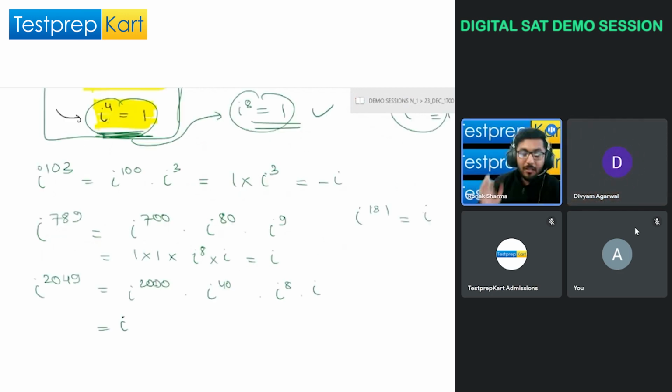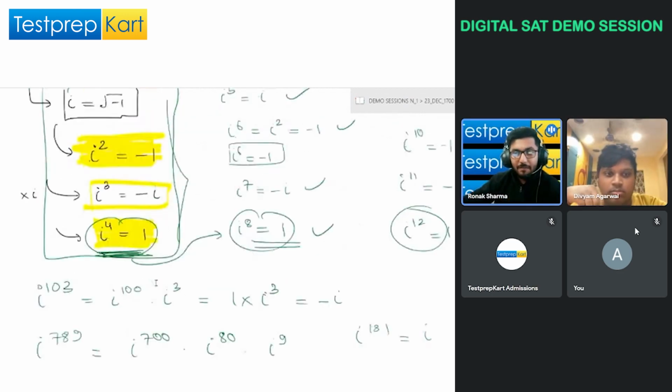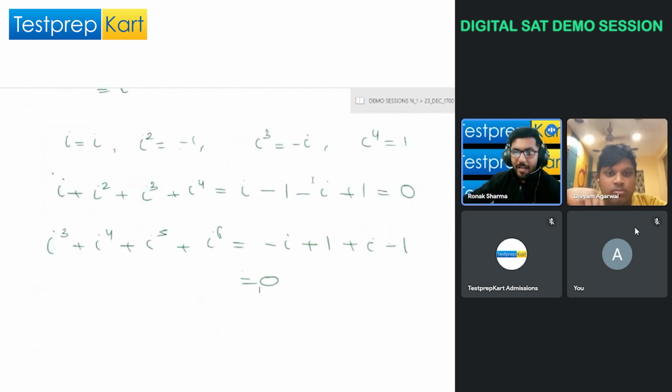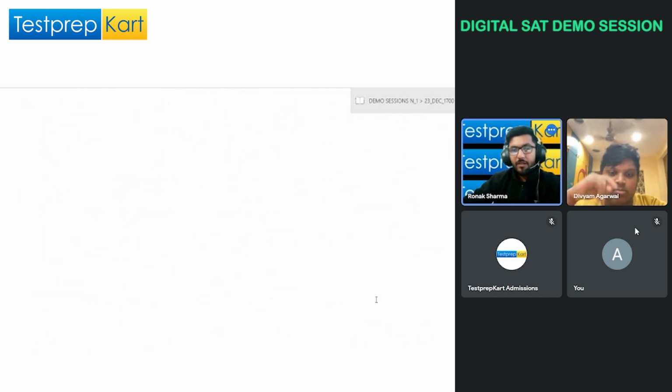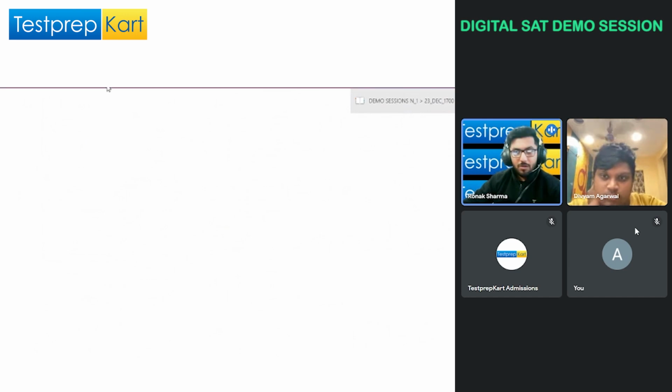First property, we saw that there is a cyclic nature in the powers. Second, when we take the summation, they cancel out each other, so it becomes 0. These are the two properties we should have in mind related to iota.